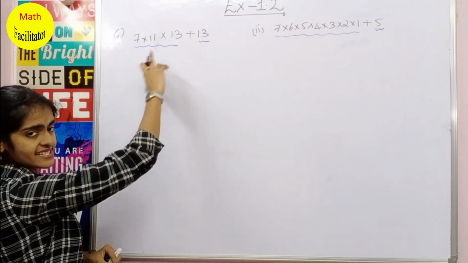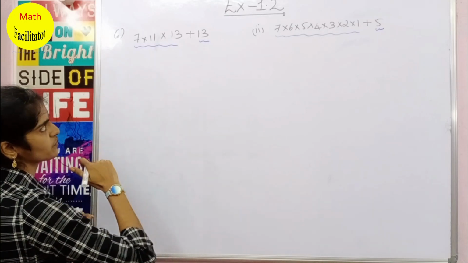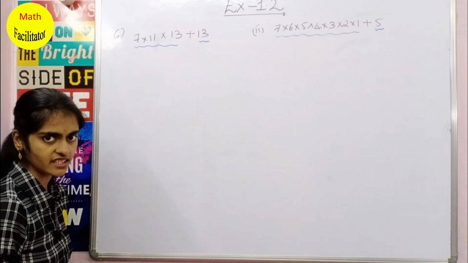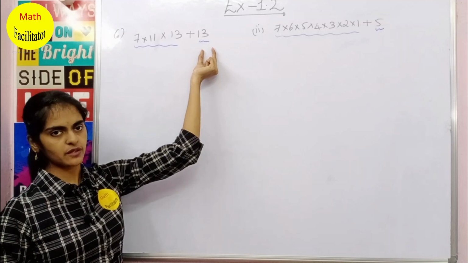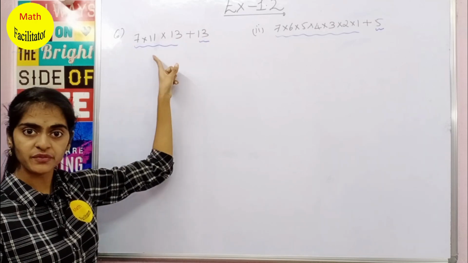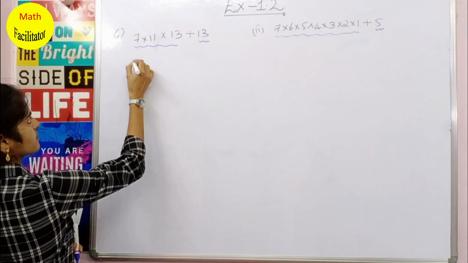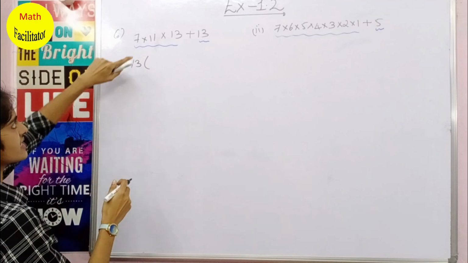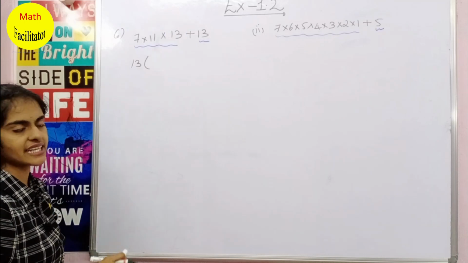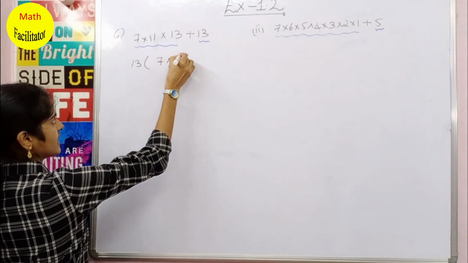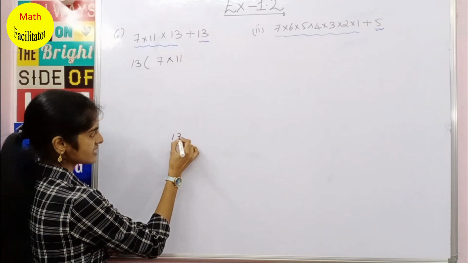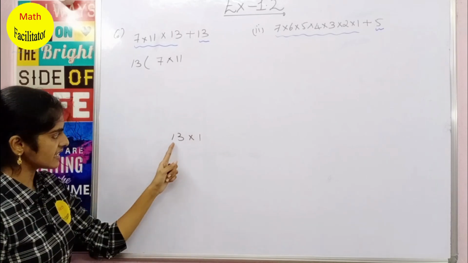Clear? So since you have a plus, now let us do something here. How shall we go about it? Firstly we will identify the terms. These are two terms separated by a plus sign. You can see that 13 is common in these two terms, so let us take 13 common. If you take 13 common from this term, what is left over? 7 multiplied by 11. So let us write it here, 7 multiplied by 11. Now in this term you are taking 13 common, so 13 can be written as 13 into 1.